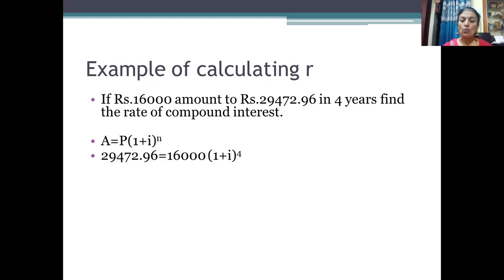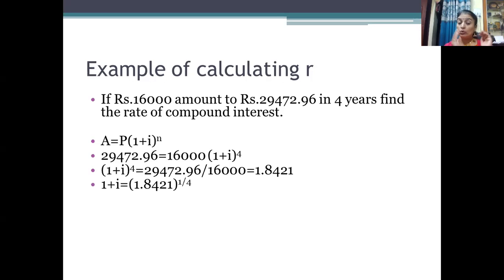Now with this, we can go further. That is, now 1 plus I raised to the power of 4 is taken to the right hand side. And what is left out? 29,472.96 divided by 16,000. So the answer is 1.8421. This is 1 plus I raised to the power of 4.